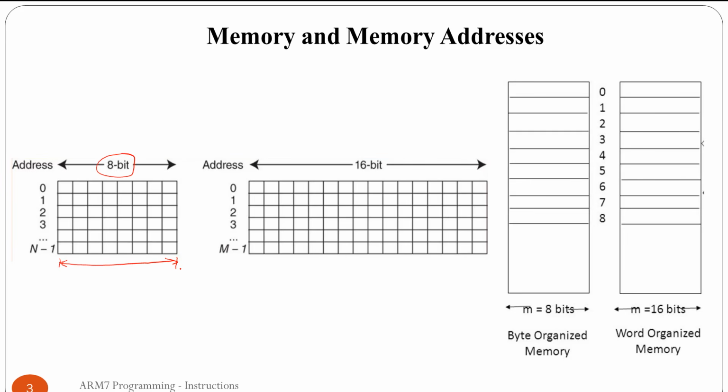Then we have 16-bit organized memory. What does it mean? At one address we can store 16 bits. So this is address 0, and at this address I can store 16 bits of data. So this is what we call half word organized memory. Here word is mentioned, but this is half word organized memory. And this is byte organized memory.